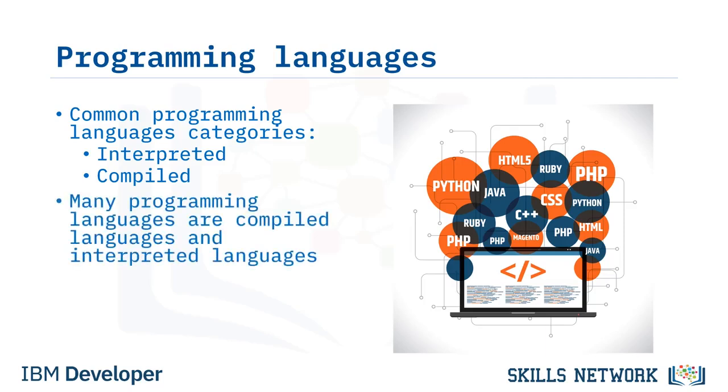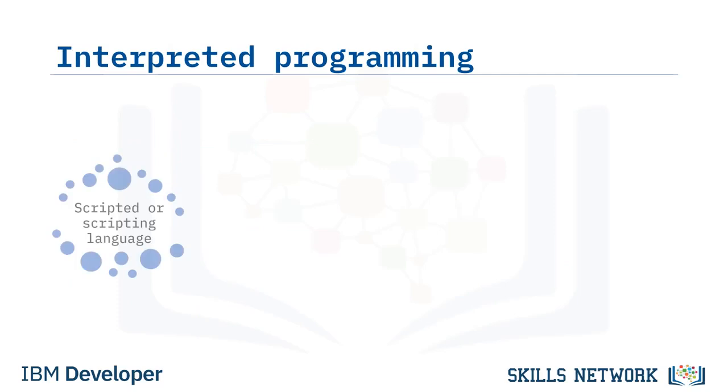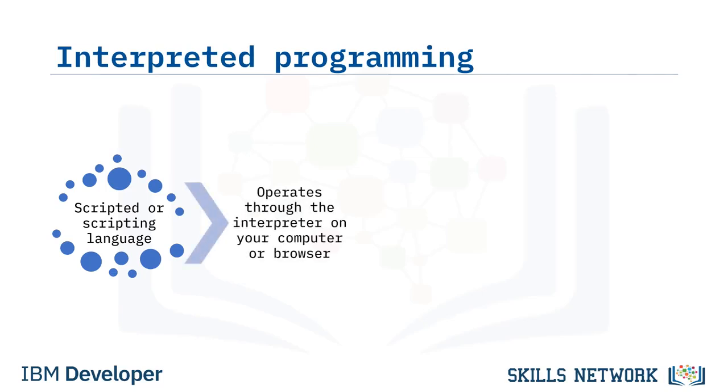These are broad categories, and there are many programming languages that are classified under compiled languages and interpreted languages. The purpose of the project helps a developer determine which programming language is best. Interpreted language is also commonly referred to as scripted or scripting language. Programs written in interpreted or scripted language, like Python and HTML, run through the programming interpreter on your computer's operating system or in your web browser.